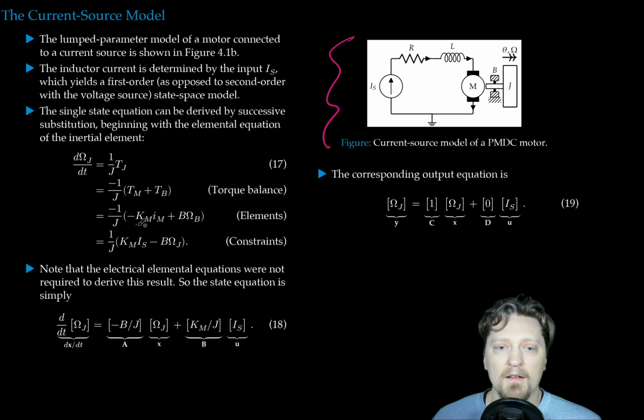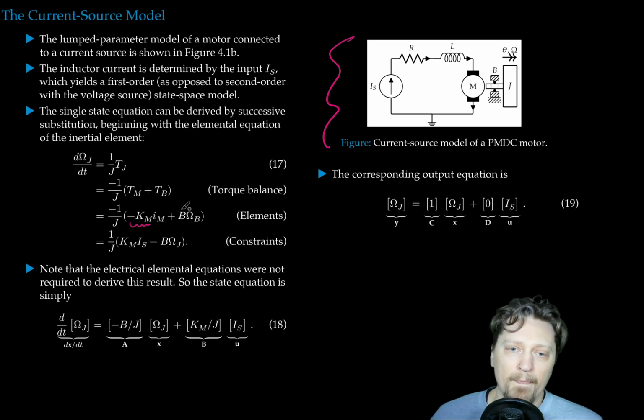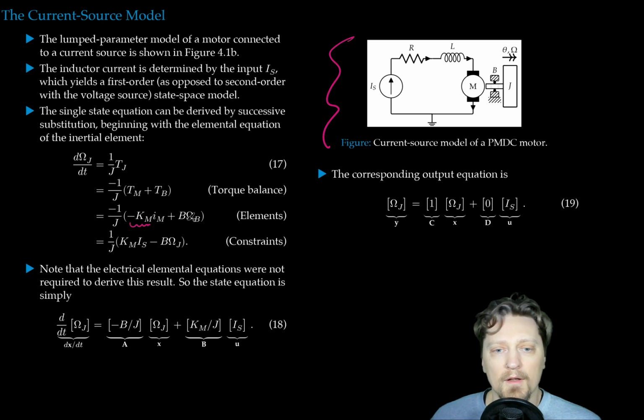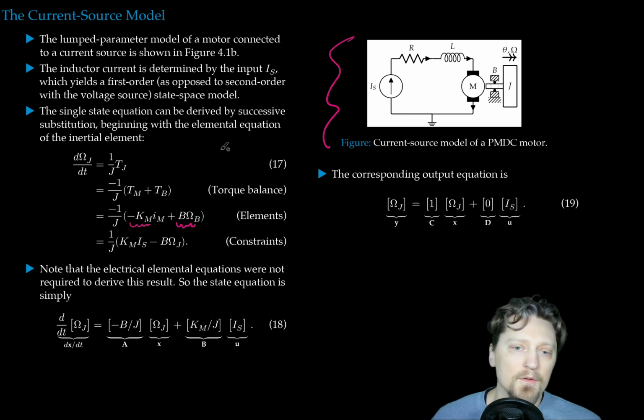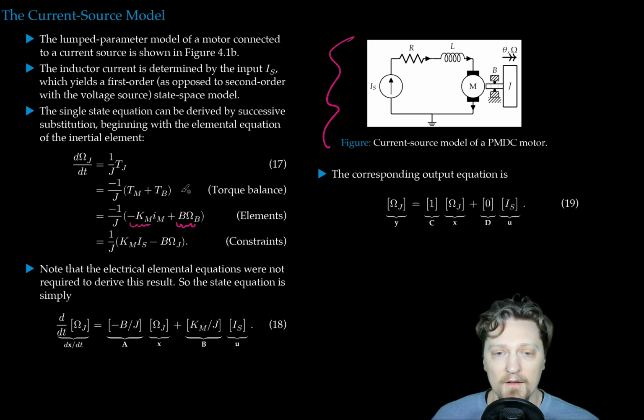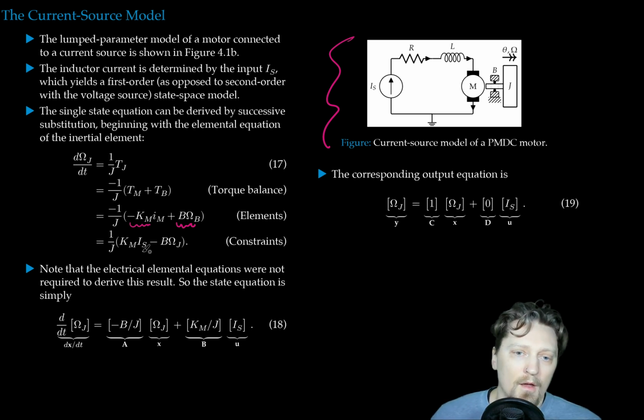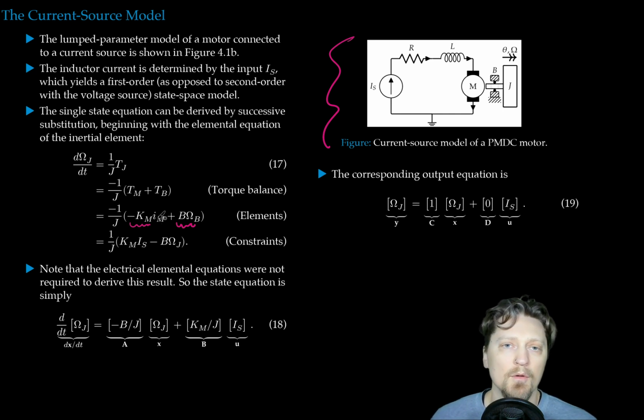Then we can assign values to the torques based on their elements. So the torque of the motor is proportional to the current using the constant of proportionality, the motor constant. And the torque of the damper is proportional to the angular velocity of the damper with constant of proportionality, the damping coefficient. Okay, finally we have the constraint equations, which say that the current through the motor is actually fully specified by the current source.